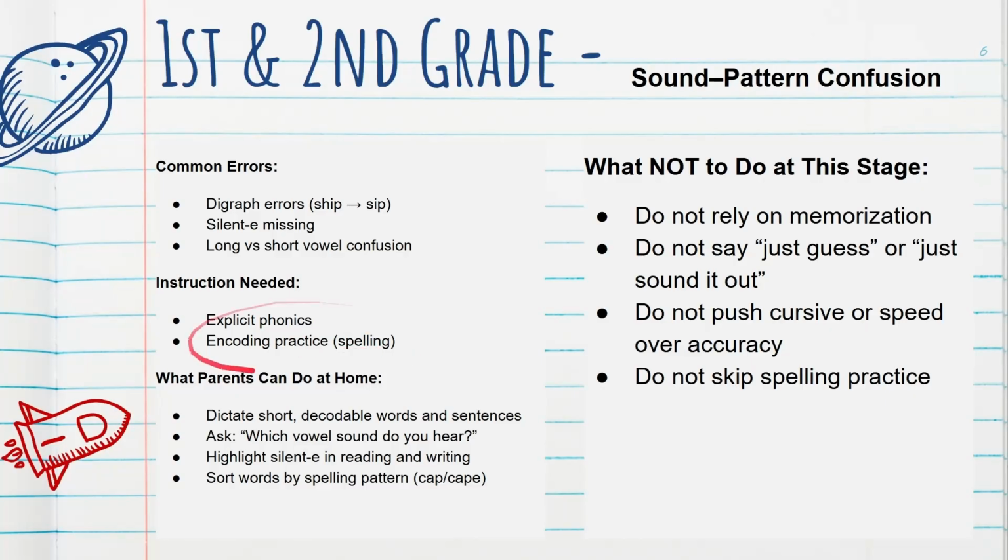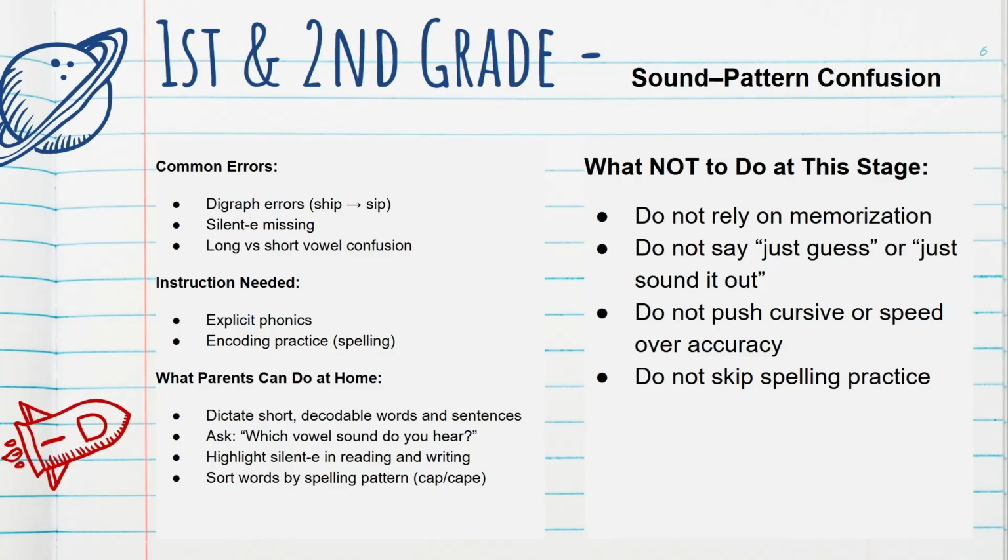So if your school is not doing structured literacy, I will be honest, a tutor can help, but it's not going to replace that core instruction. So, what parents can do at home, you can dictate short, decodable words and sentences. There's a website called Reading Universe that has free decodable texts. You can just Google decodable books and you can find a lot. There's Starfall, they have decodable books that are free as well.